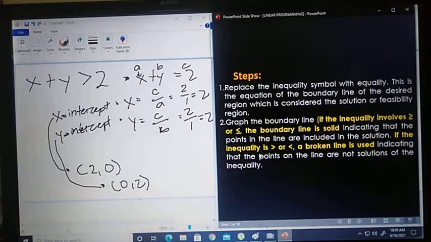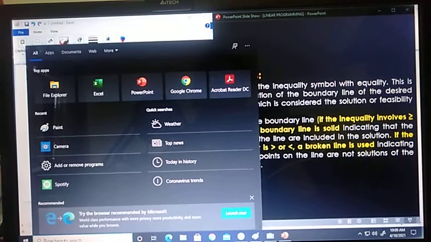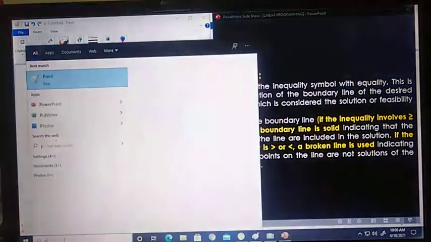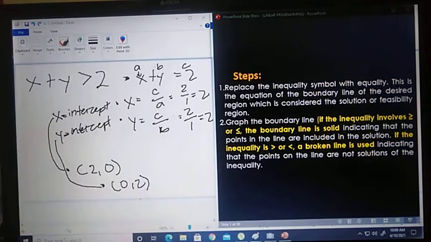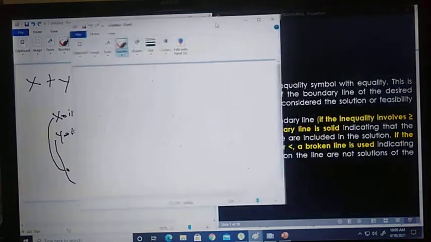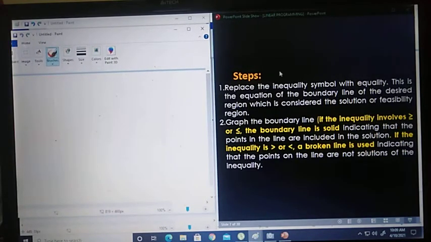Okay, sabi dito, graph the boundary line. If the inequality involves greater than or equal to and less than or equal to, the boundary line is solid, indicating that the points in the line are included in the solution.